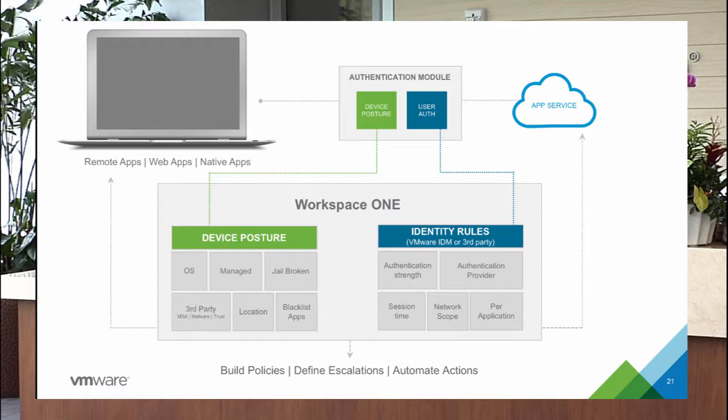So leveraging things like session time, network scope, like we said, per application VPN, being able to be aware of the location of the device, blacklisted applications, malware, jailbreaks, so that they're still able to get what they need, but they're able to get it based upon the policies that apply to the device that they're using. Because of this, IT can then, again, develop clear policies, define points of escalation, and then automate the actions that align to it.